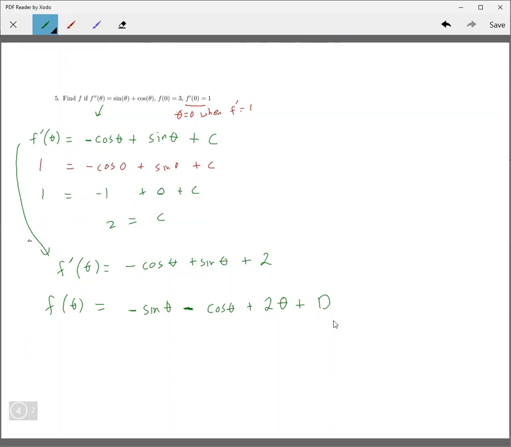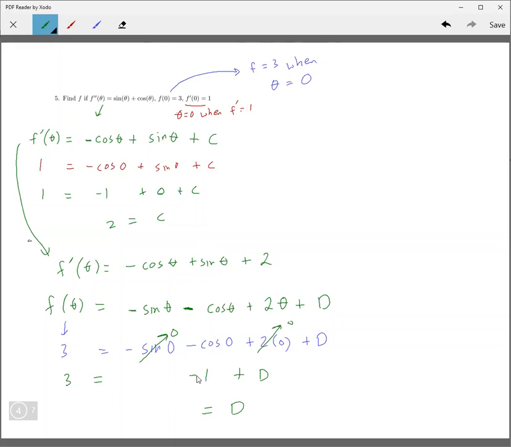We'll call that d. And we'll use this right here to find d. So f is 3 when theta is 0. So we replace this f with a 3, and we replace the thetas with zeros. Now that's 0. That's also 0. That's 3. This is negative 1. Cosine 0 is 1. And so then we add 1 to both sides, which takes this negative 1 over to the other side as a positive 1. So 3 plus 1 is 4. So d is 4.